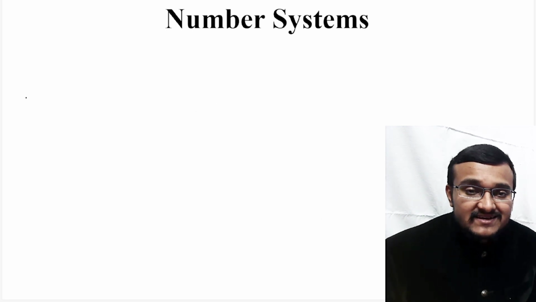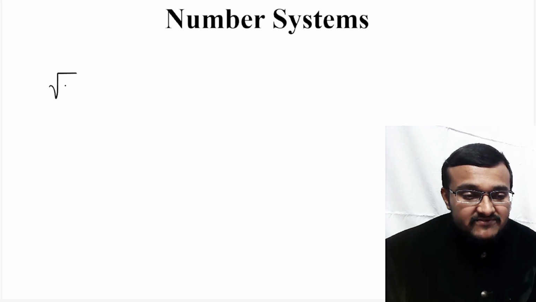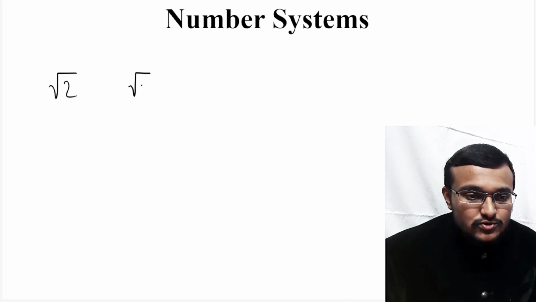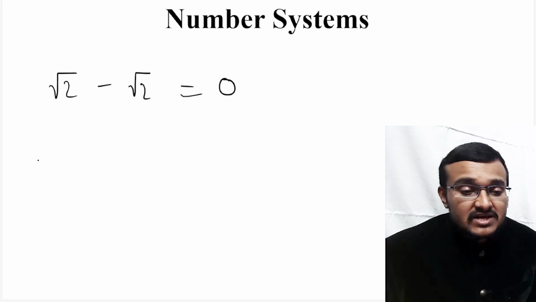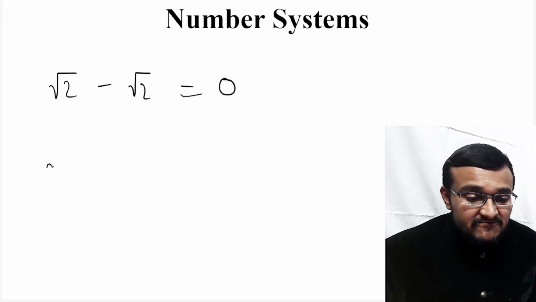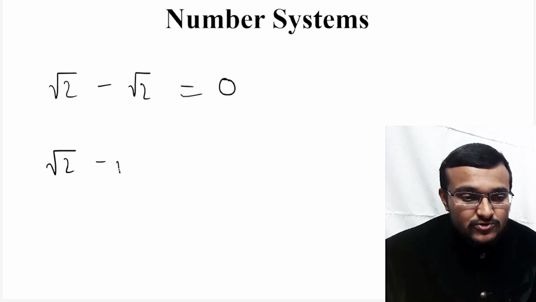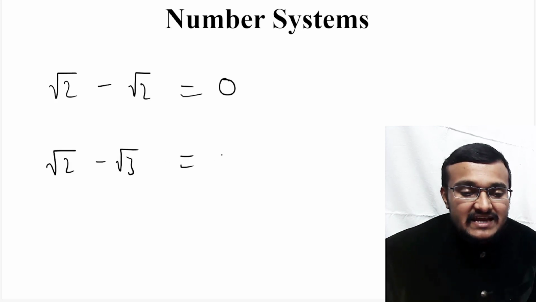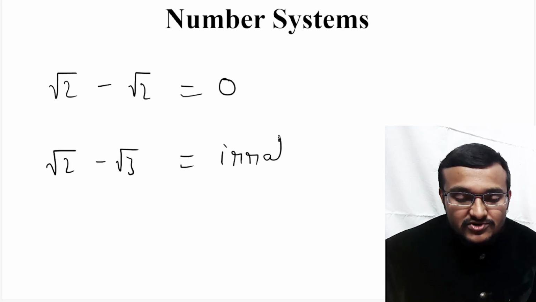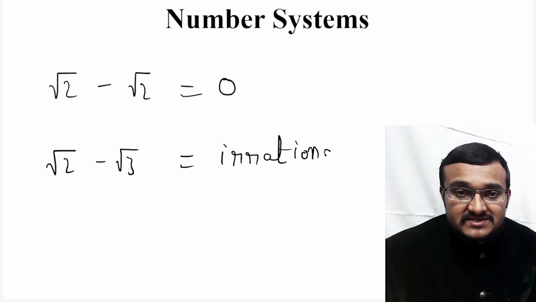Similarly, if I take subtraction between root 2 and root 2, then I get a rational number. If I do subtraction between root 2 and root 3, I get an irrational number only. I don't get a rational number.